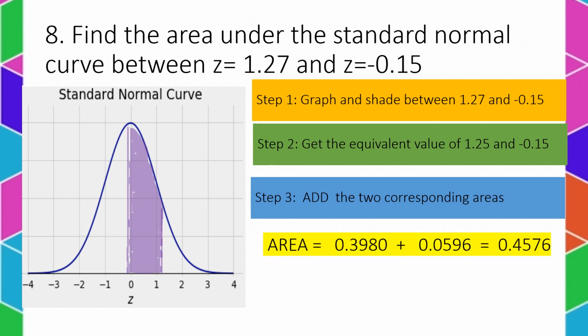So, the area for 1.27 is 0.3933 and the corresponding area for negative 0.15 is the same with positive 0.15, which is 0.0596. So, the sum is 0.4576. Okay? So, the shaded area is 45 point.